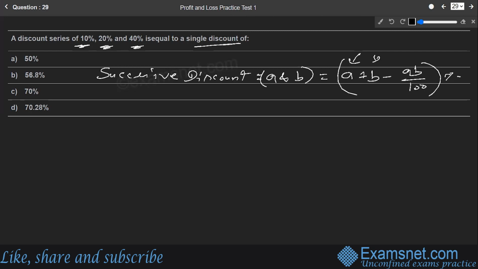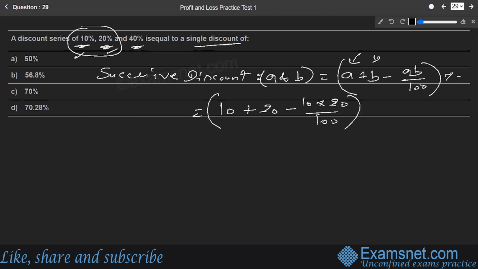So let us do the first one, that is, 10% and 20%. So the discount of 10% and 20% is actually equivalent to a discount of how much percent? Let us take 10 for A, 20 for B, minus 10 into 20 upon 100.